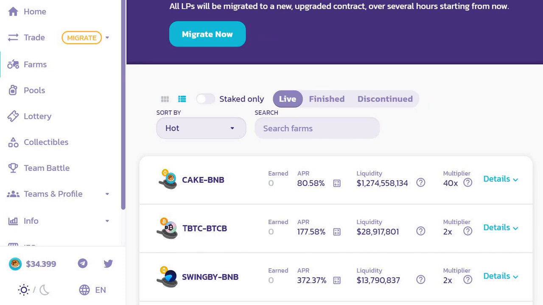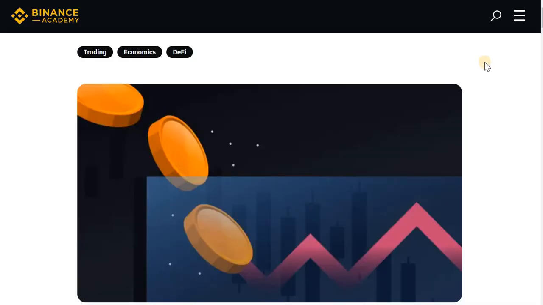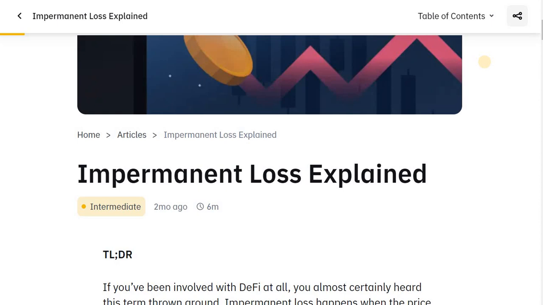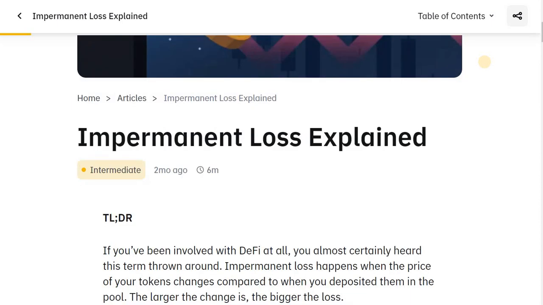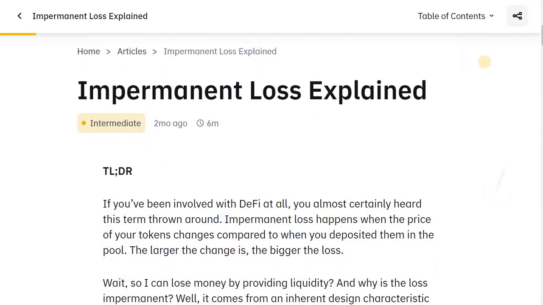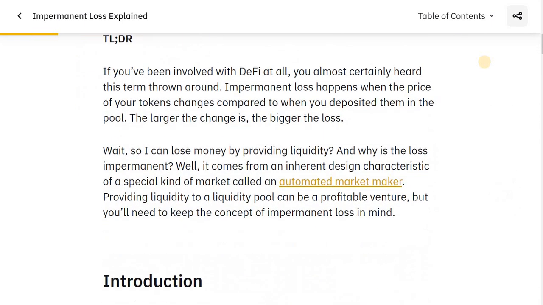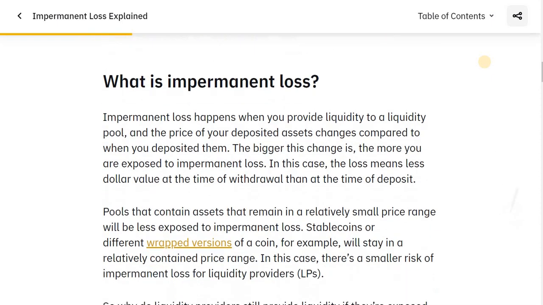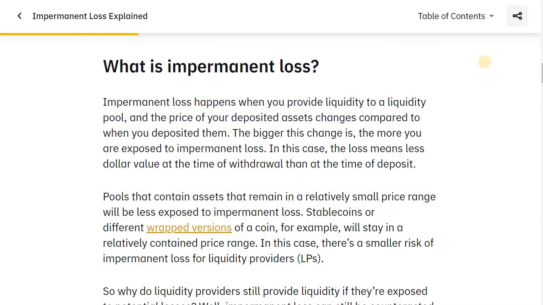Impermanent loss can be explained in this article. Now, as you can see, this is the Binance Academy explanation for impermanent loss. So if you want to know exactly what impermanent loss is, I would leave a link in the description of this video so you can come over here and learn more about it. There is a lot of information for you to learn here. I don't want to take your time in this video. I will allow you to do your own research on what impermanent loss is.